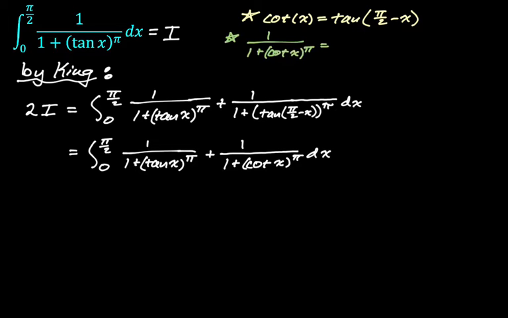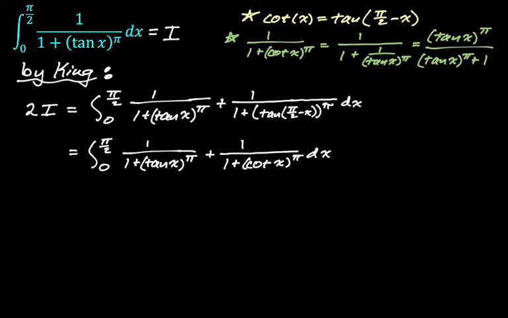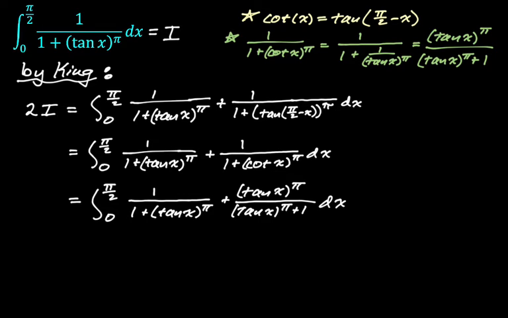So I'm going to do the algebra up here. 1 over 1 plus cotan to the pi is going to be 1 over 1 plus 1 over tan to the pi. And then you get a common denominator in the denominator. So it's tan to the pi plus 1 over tan to the pi. Then you invert the fraction. We get this. So I'm going to replace 1 over 1 plus cotan to the pi with this thing, which will give us this. Now, if you look at that, because they have a common denominator, you really just have 1 plus tan of x to the pi over 1 plus tan of x to the pi.